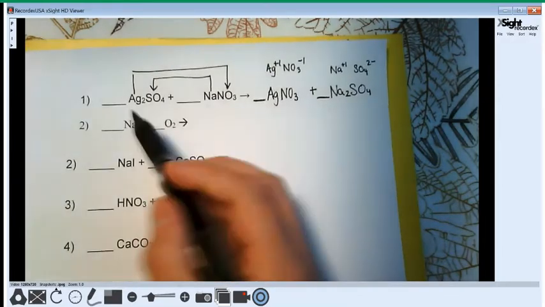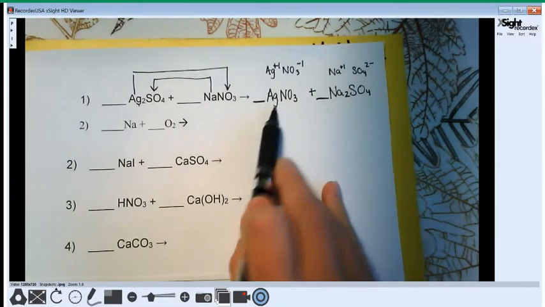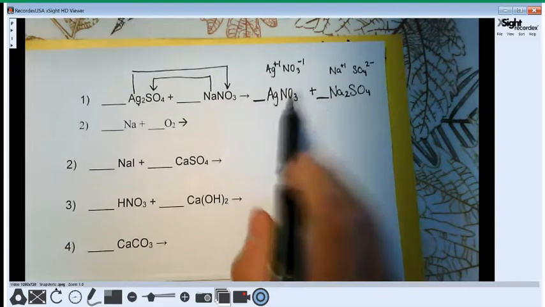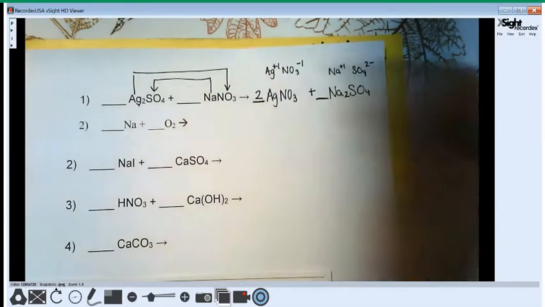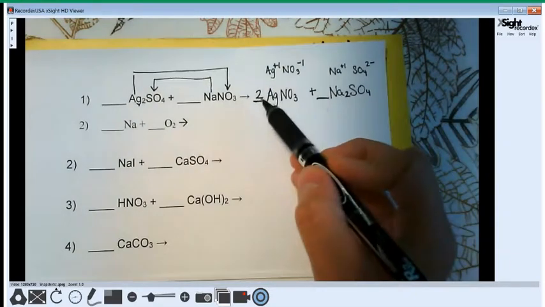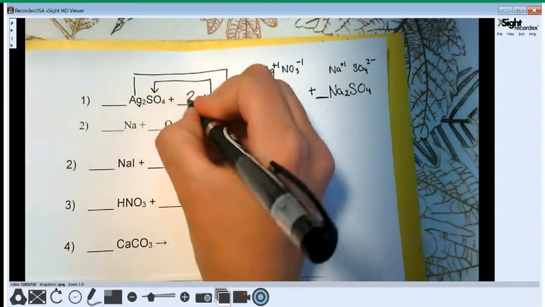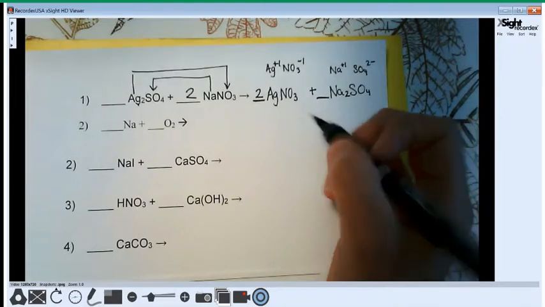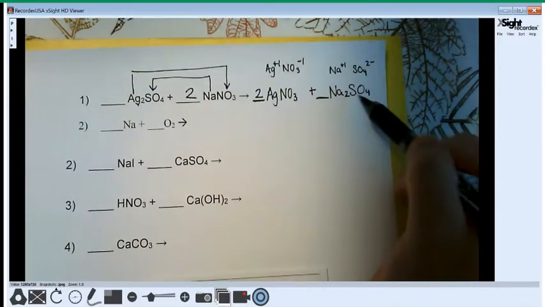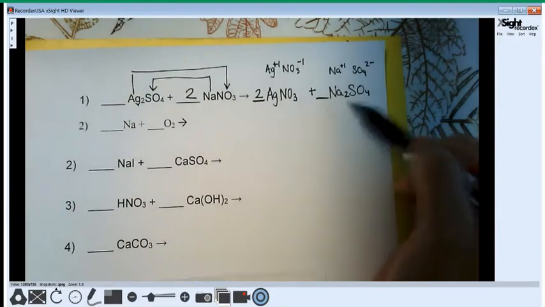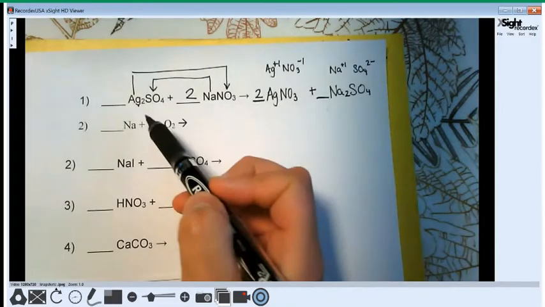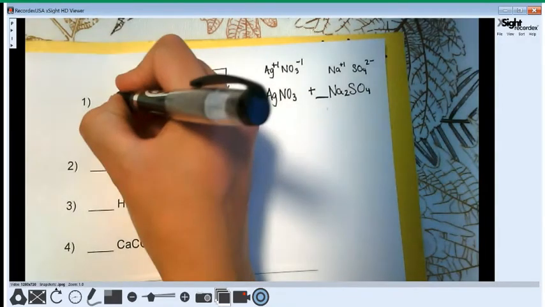So now looking at this, we have 2 silvers on this side and only 1 over here. That's the very first thing I notice. So I'm going to fix that first by putting a 2 here. And that gives me 2 NO3s, so I know I'm going to have to also fix NO3 by putting a 2 here. And then I have 2 sodiums, so I look over here and there's 2 sodiums, so that's fixed, and then 1 sulfate and 1 sulfate. So now I think I'm balanced, so I'm going to fill in 1s everywhere else.